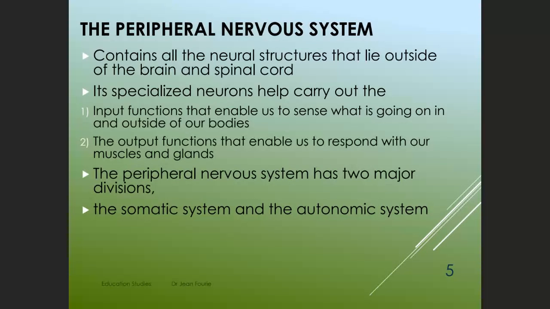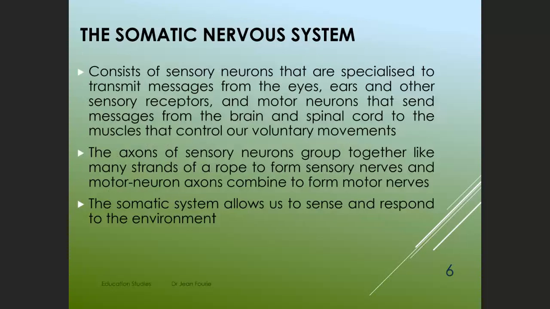The peripheral nervous system has two major divisions: the somatic system and the autonomic nervous system. The somatic system consists of sensory neurons that are specialized to transmit messages from the eyes and the ears and the sensory receptors, and the motor neurons that send messages from the brain and the spinal cord to the muscles to control all our voluntary movements.